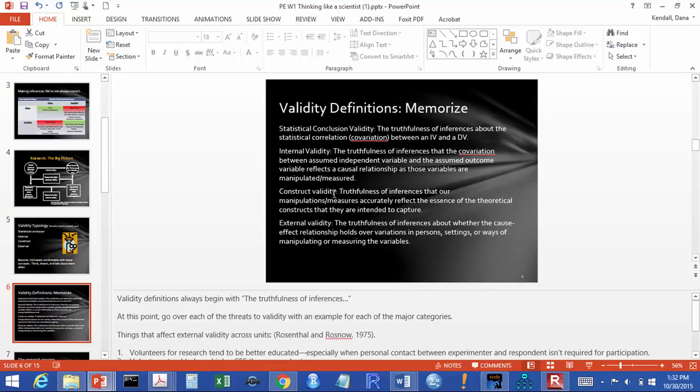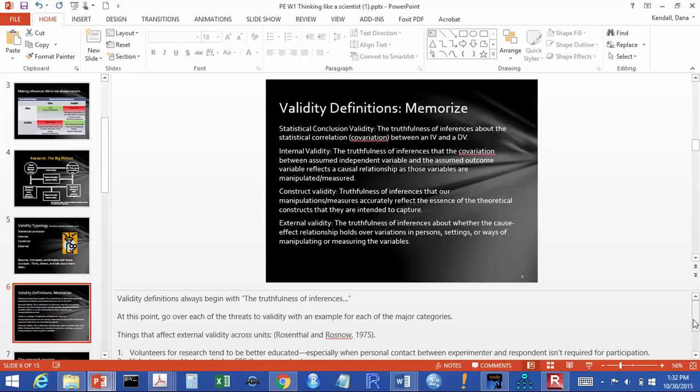Construct validity, now this definition is worded a little differently than SCC because I think it's just easier, and this is the way I like to think about it. The truthfulness of inferences that our manipulations or measures accurately reflect the essence of the theoretical constructs that they're intended to capture or intended to manipulate. And finally, the external validity one is the truthfulness of inferences about whether this relationship holds across various people, settings, various measures, and ways of manipulating.